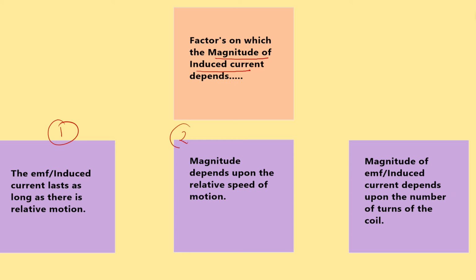The second, the magnitude of induced current depends upon the relative speed of motion. That means the magnet and the coil have to be at good speed with respect to each other for generation of more induced current. And the third one is that the magnitude of EMF or induced current depends upon the number of turns. That means the more of the conductor cuts or remains in a disturbed field, the more induced current will be produced. So these are the three basic things on which the magnitude of induced current in a conductor depends.